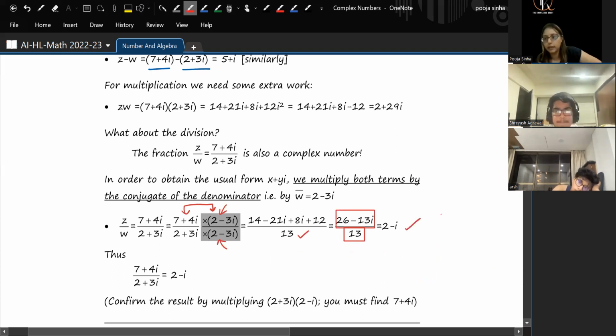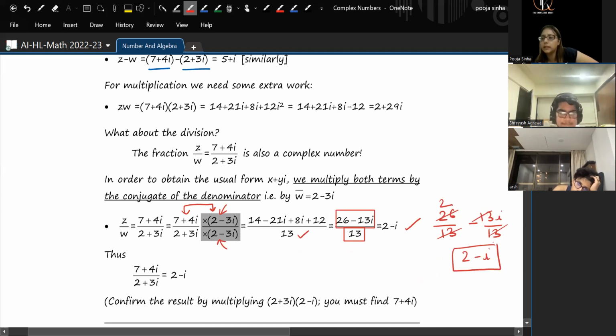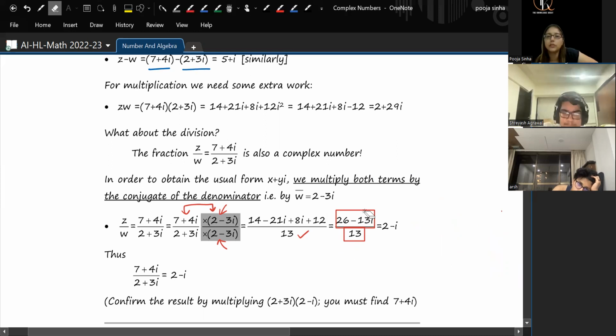How do we get that? 26 divided by 13 is 2, and minus 13i upon 13, so this becomes minus i. 2 minus i, that's the final answer. Clear? So what's the division of these two? The division of these two is 2 minus i. Are we clear?